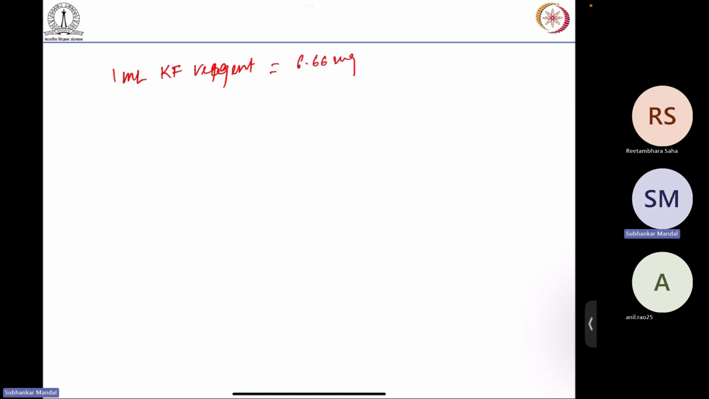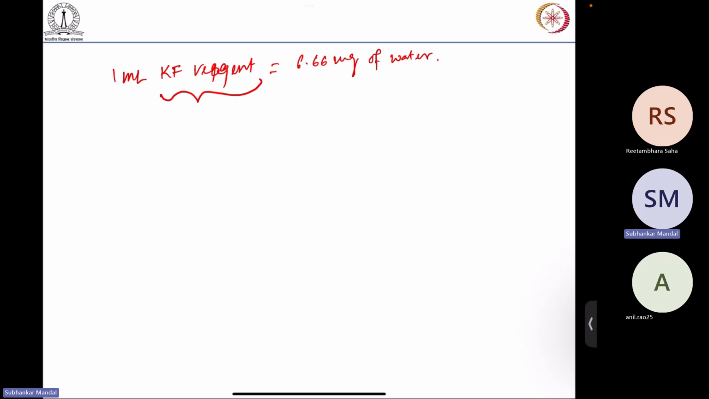6.66 mg of water. Okay, so this solution is available in the market. When you buy the Karl Fischer reagent, it is written how much water 1 ml of Karl Fischer reagent is equivalent to.